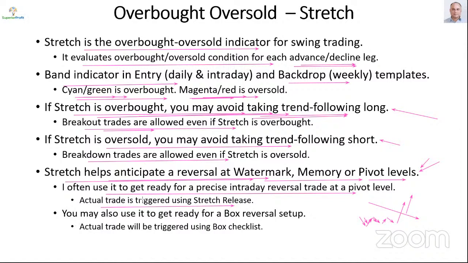Maybe if we are trading options, we can decide which expiry, which strike, get the symbol, put it on the trade bar. Everything is ready, and once the release comes, we trigger the trade. But we have to get ready with the symbol, everything. We may do that once we see it is becoming overbought. And you may also use it to get ready for box reversal setup. Same concept, but on daily interval.